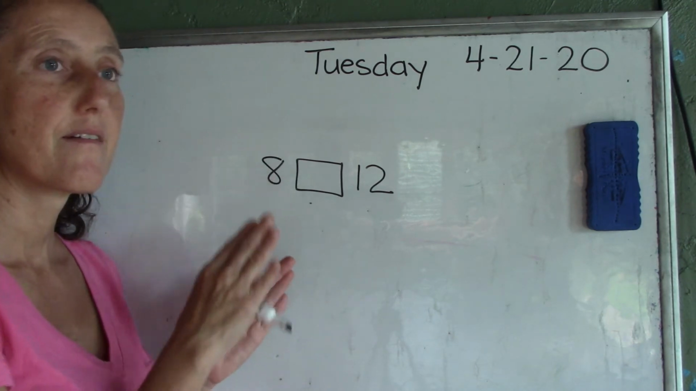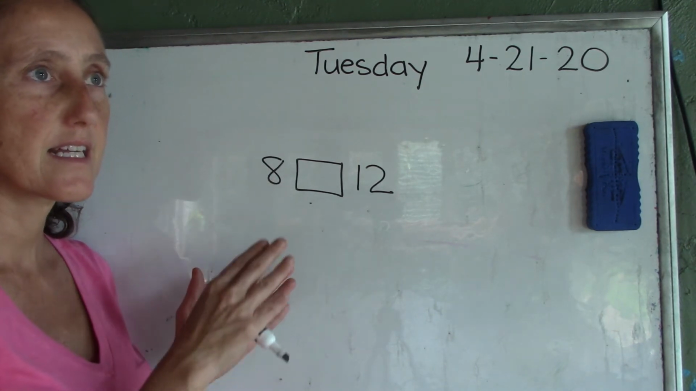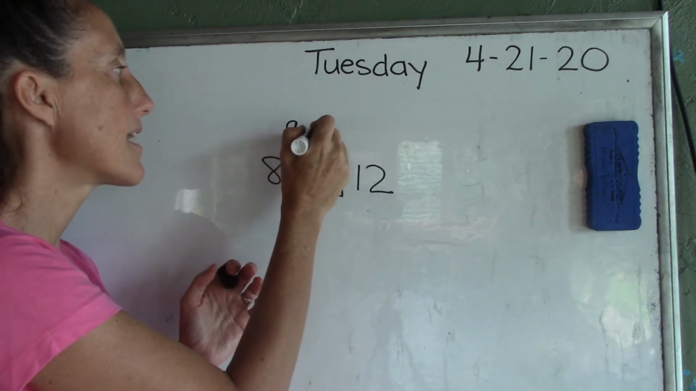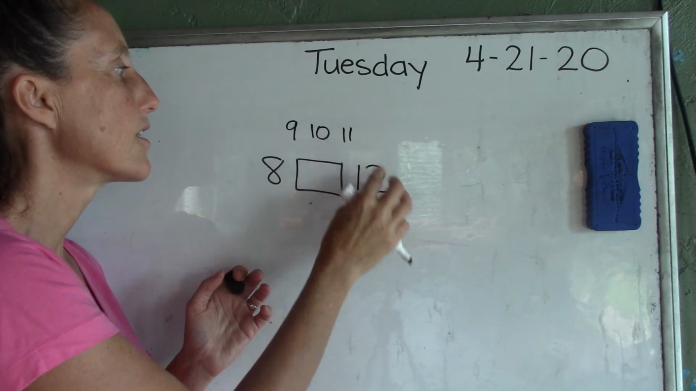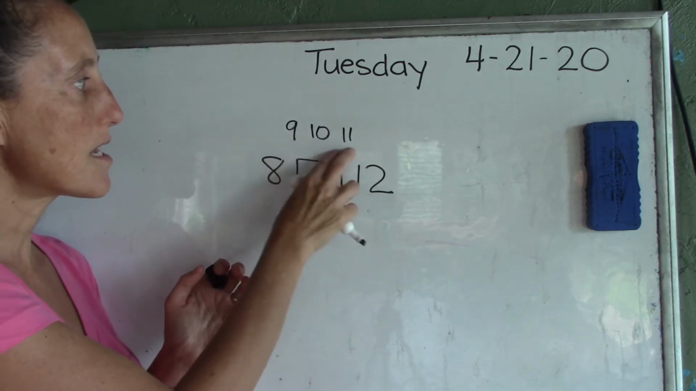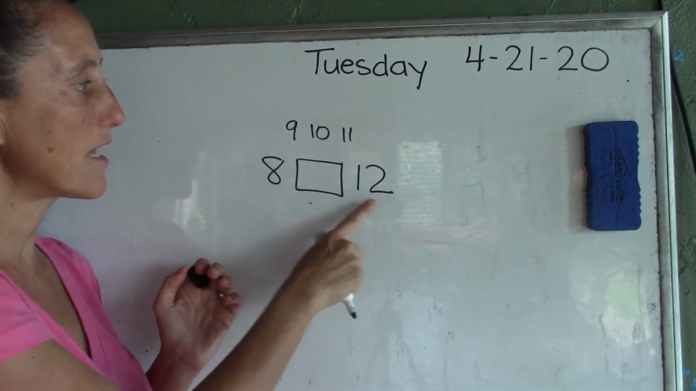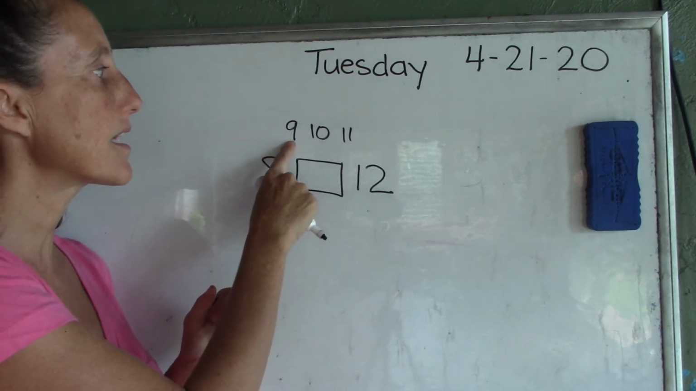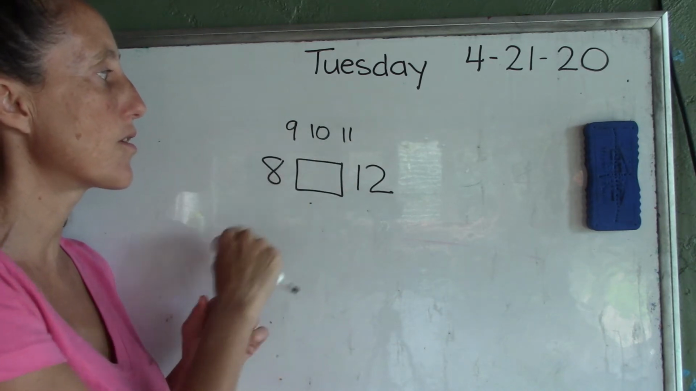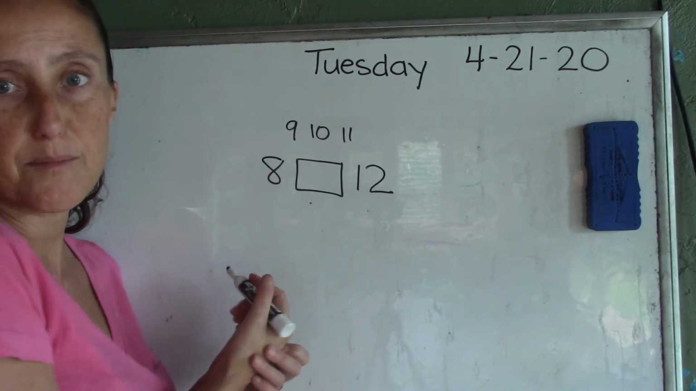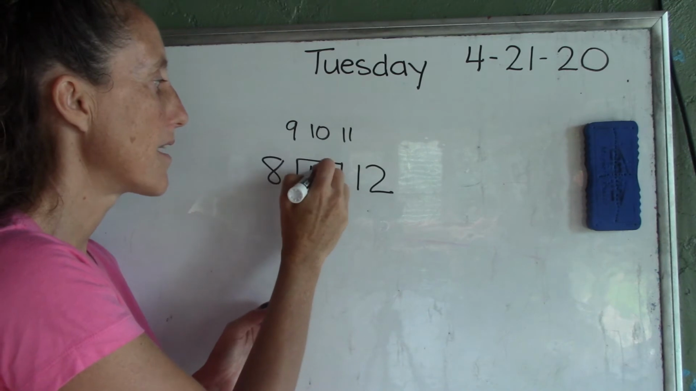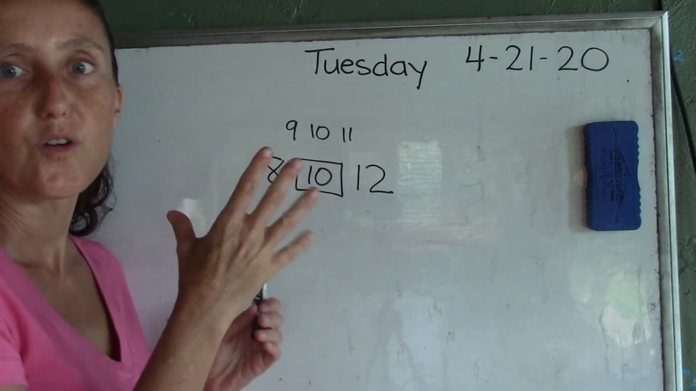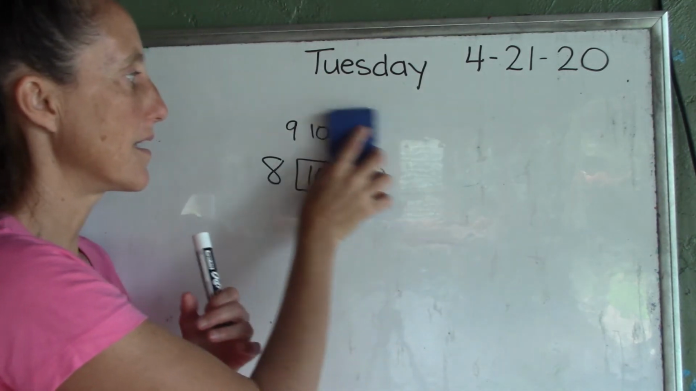Okay, so here we go. 5, 6, 7, 8, 9, 10, 11, 12. So these are the numbers that are in between 8 and 12 when we count, correct? You can pick any one of these numbers to go in that box. I really like the number 10, so I'm going to pick 10. But you could also pick 9, or you could pick 11, because they also are in between 8 and 12.